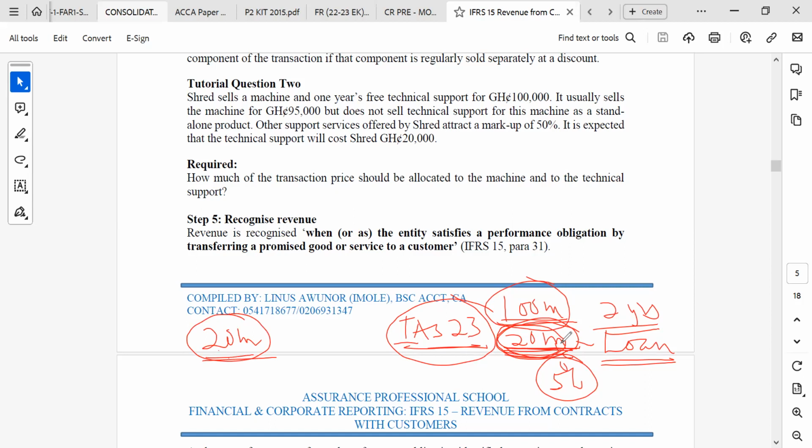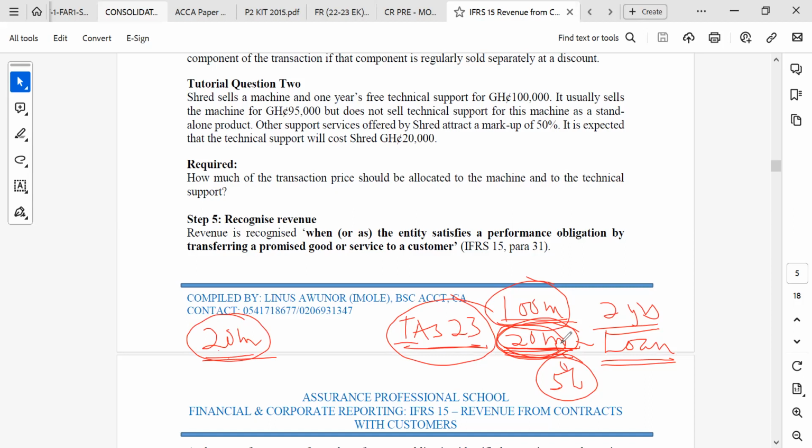Because this is a qualifying asset that you are taking a loan to what? To construct it. So the deposit that you are taking from the person will be seen as a loan that is being used to what? Construct a qualifying asset. So you have to use the principle of what? IAS 23, borrowing cost, IAS 23.